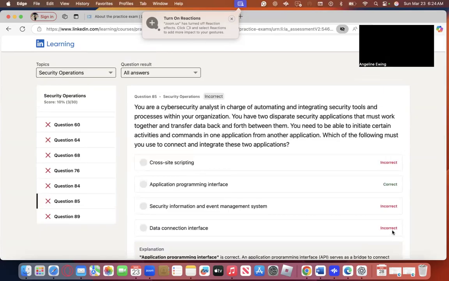You are a cybersecurity analyst in charge of automating and integrating security tools and processes with your organization. You have two disparate security applications that must work together and transfer data back and forth between them. You need to be able to initiate certain activities and commands in one application from another application. Which of the following must you use to connect and integrate these two applications? That will be API, which is Application Programming Interface.